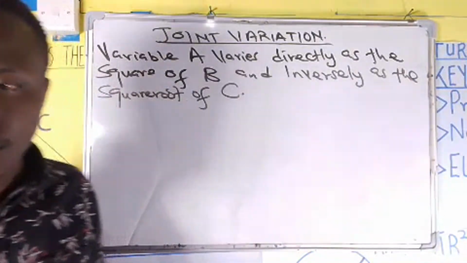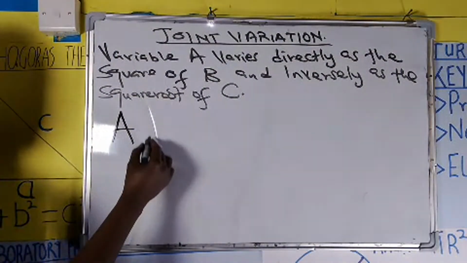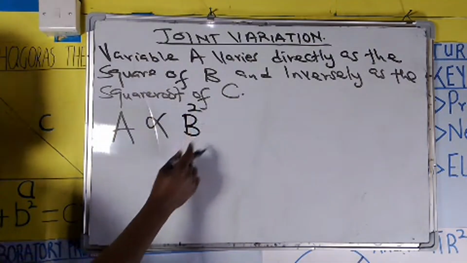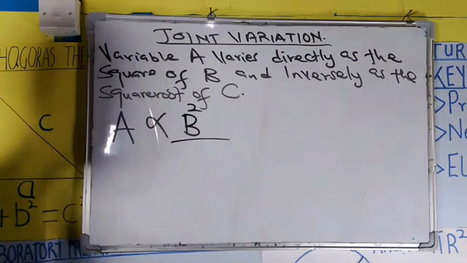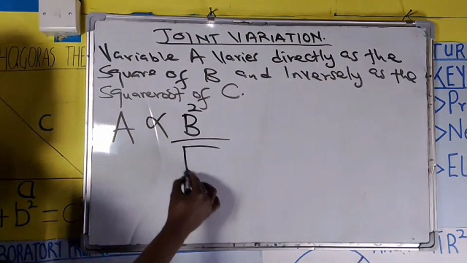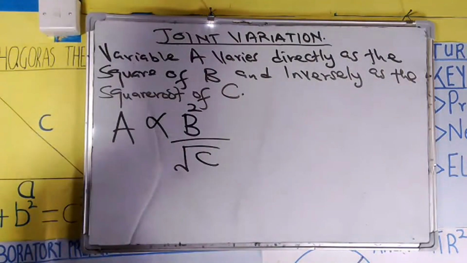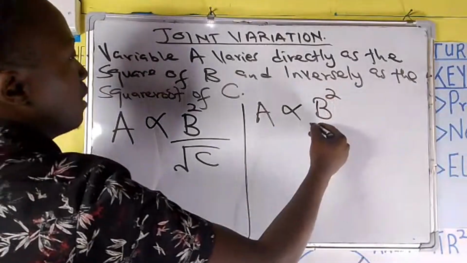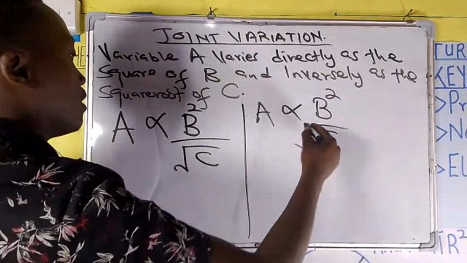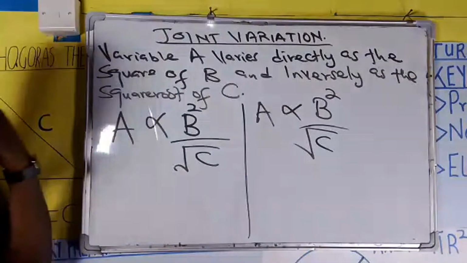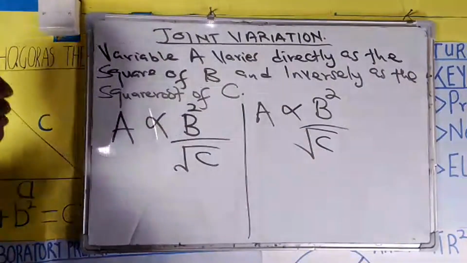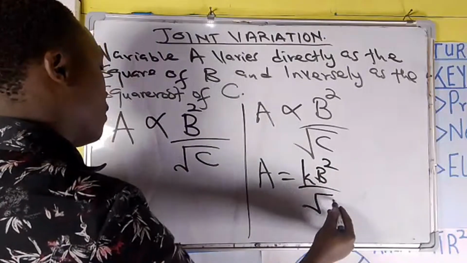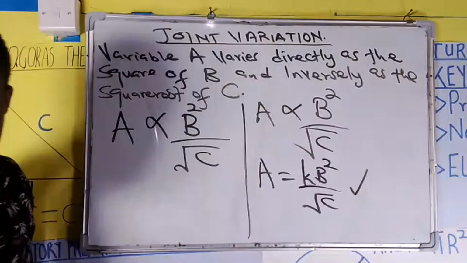So, variable A is directly proportional, or it varies directly as the square of B, and inversely as the square root of C. If you introduce K here, A will be equal to KB squared over the square root of C.